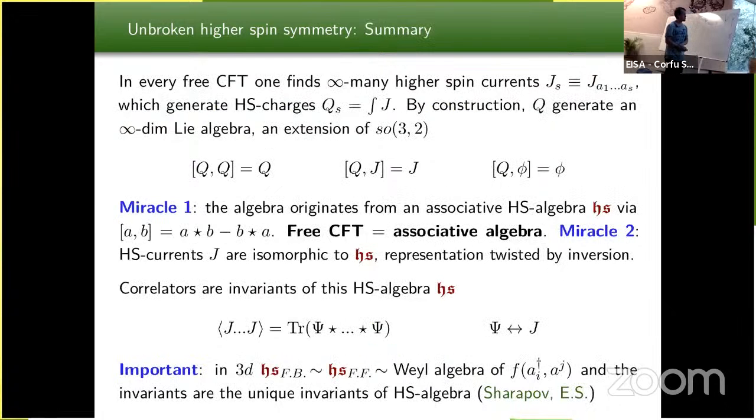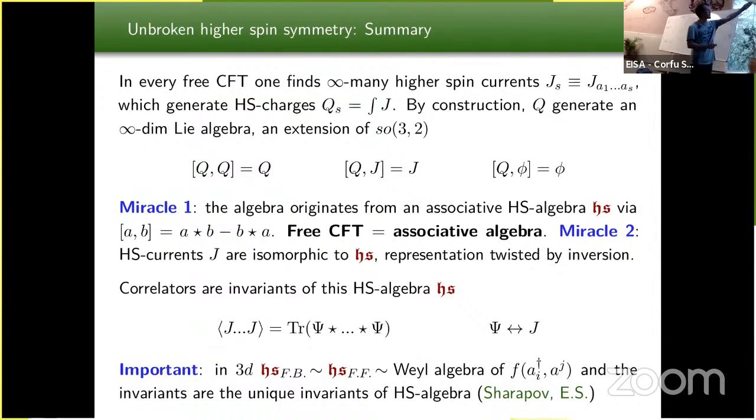Okay, so let me summarize this high spin part. So in every free conformal field theory, we have infinitely many high spin conserved tensors. They generate some charges that form an infinite dimensional algebra that extends conformal algebra. So this way, high spin algebra looks a bit like Virasoro, being an infinite dimensional extension of global conformal symmetry.